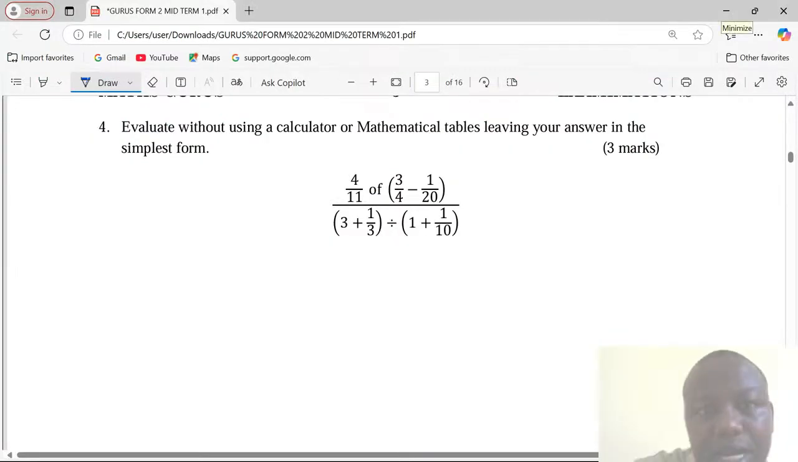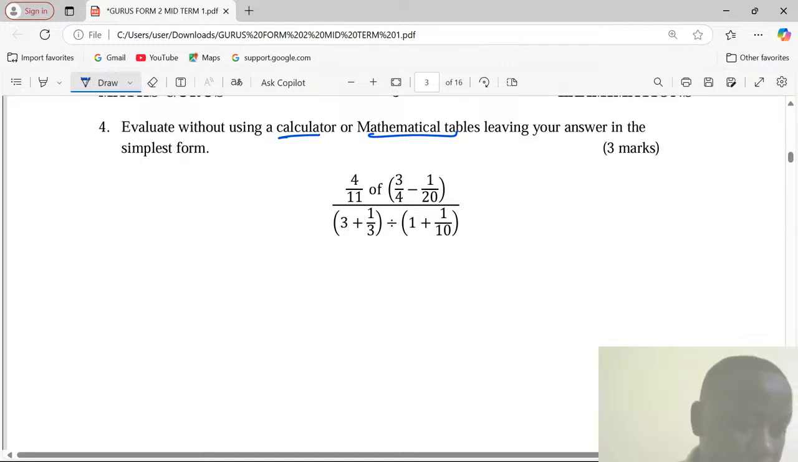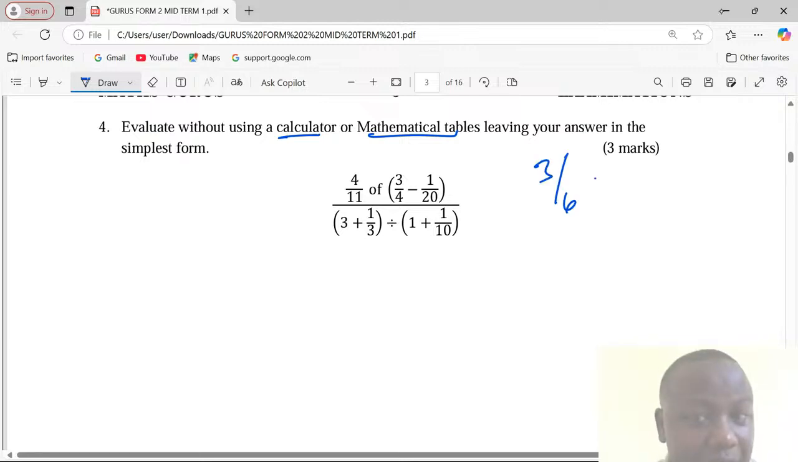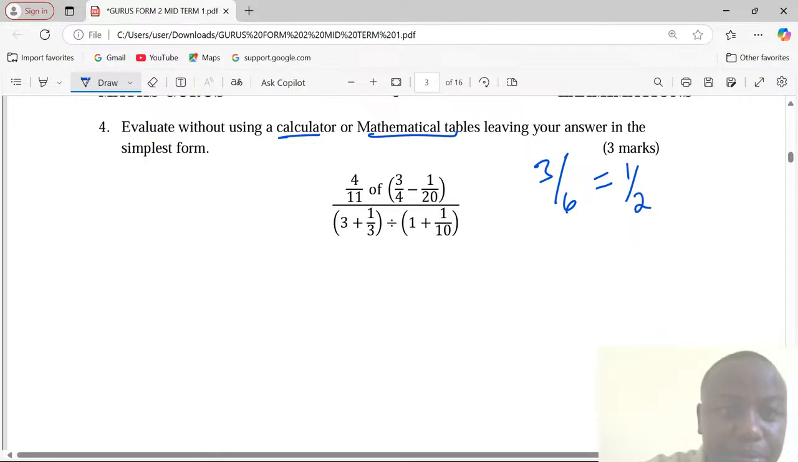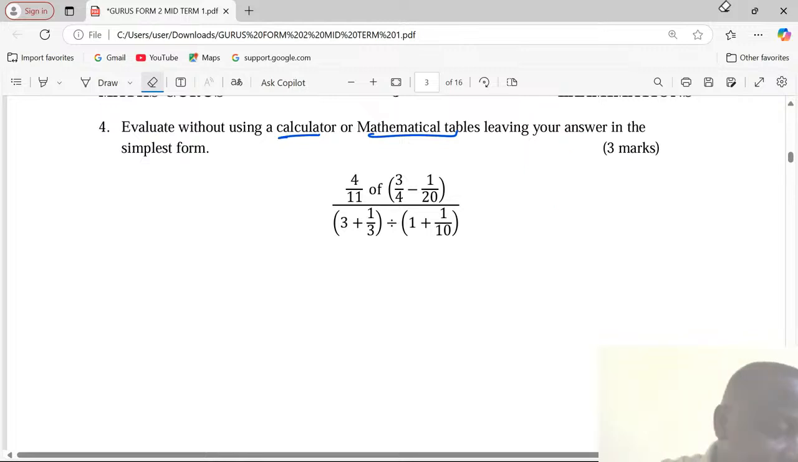Evaluate without using calculators or mathematical tables, leaving your answer in the simplest form. I want to warn people, even without the instruction of leaving in the simplest form, just get used to leaving answers in simplest form. Imagine you solve a question and you find that the final answer is 3/6, then you leave it that way. I expect a civilized student to proceed and make this one half. Just an example. So let answers be in their simplest form.